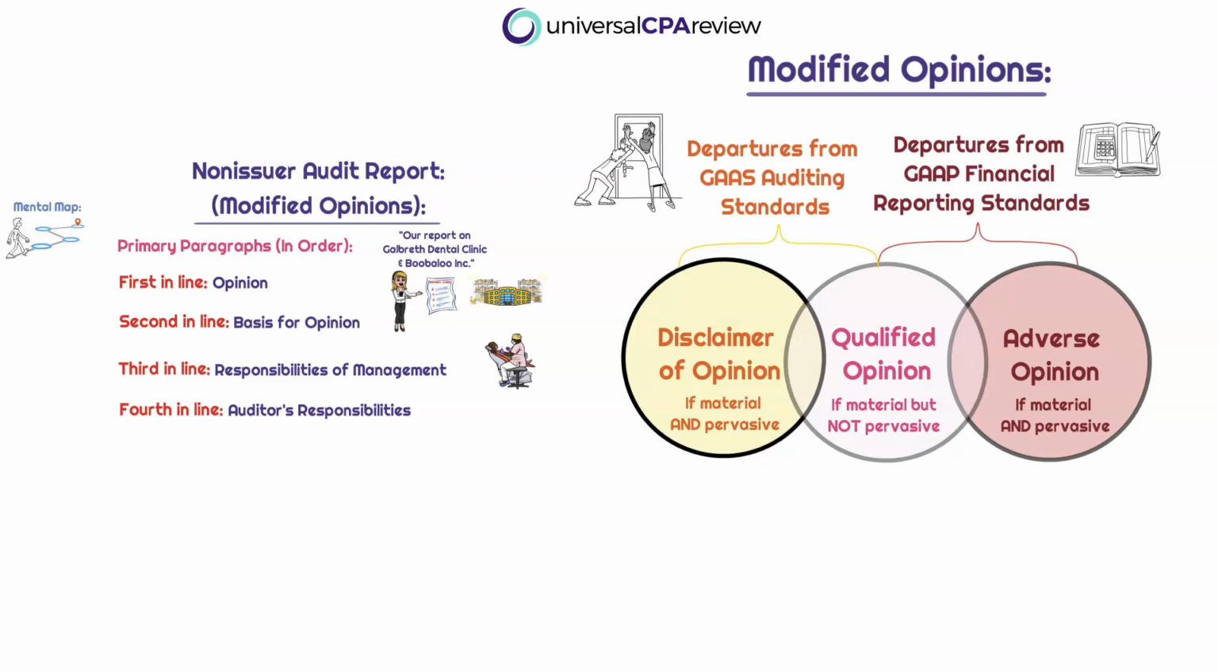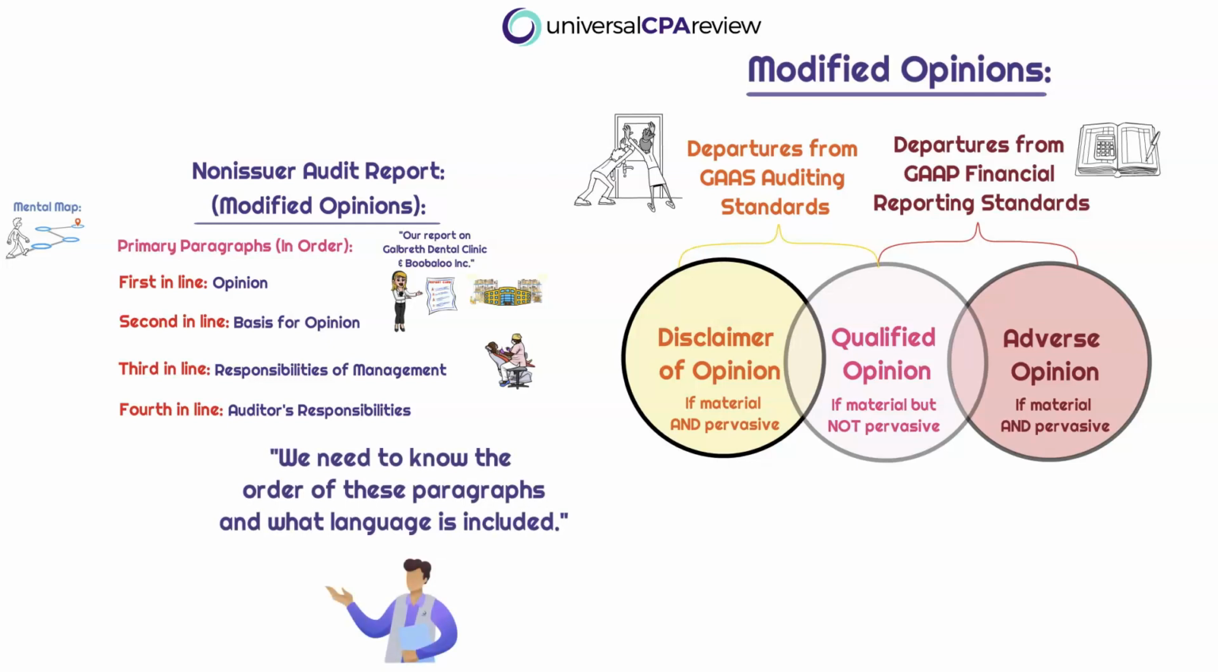So we need to understand reporting requirements and the various formats for adverse opinions, disclaimer of opinions, and qualified opinions. We need to know in what order the paragraphs are presented and what the keywords and phrases included in each of these paragraphs are. Okay, so we're going to pull out our buzzwords to make sure that we know what is going where.